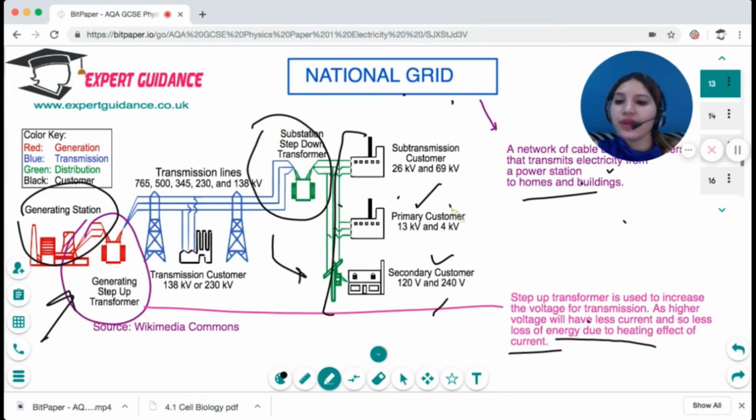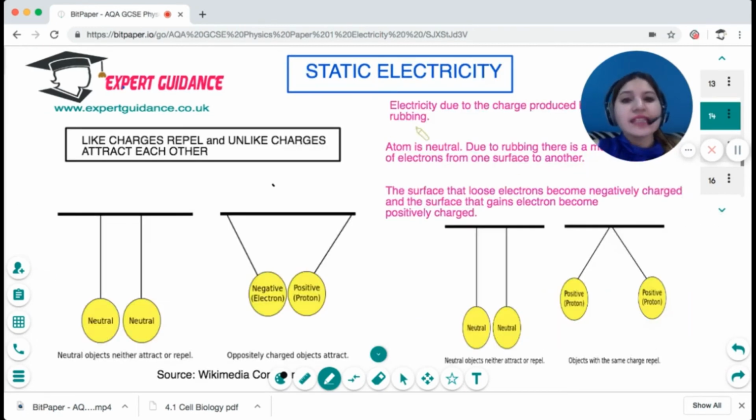Is that what we require? So you should know why we use the step-up transformer and step-down transformer. Where do we use it? And what is the function of this? Okay, so now let's do the last point.